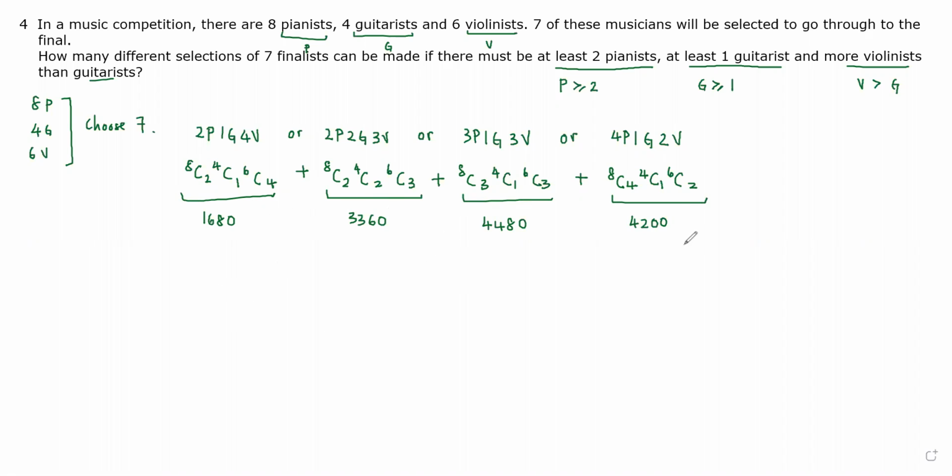So when we add all of this, we have 13,720. That will give you the number of selections of 7 finalists.